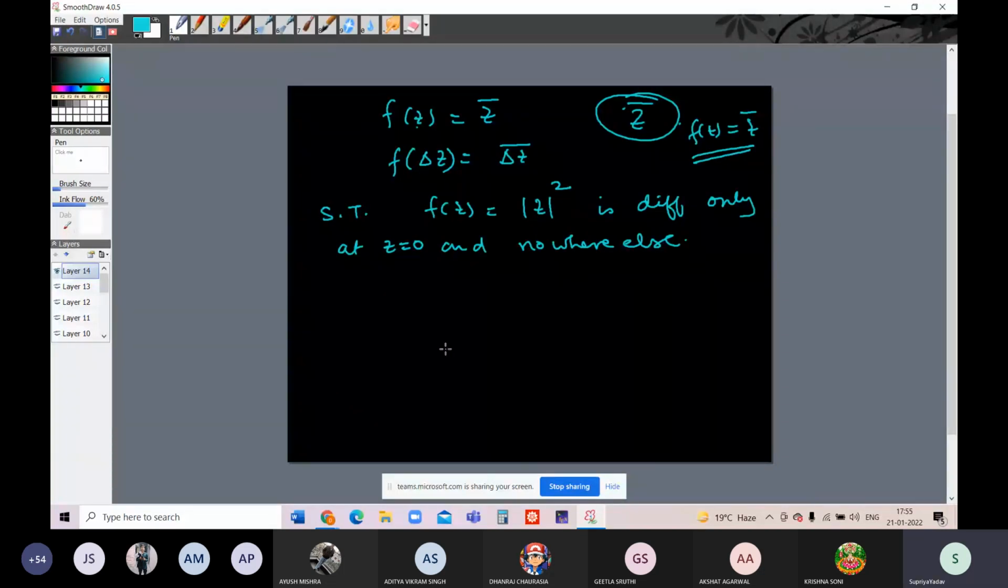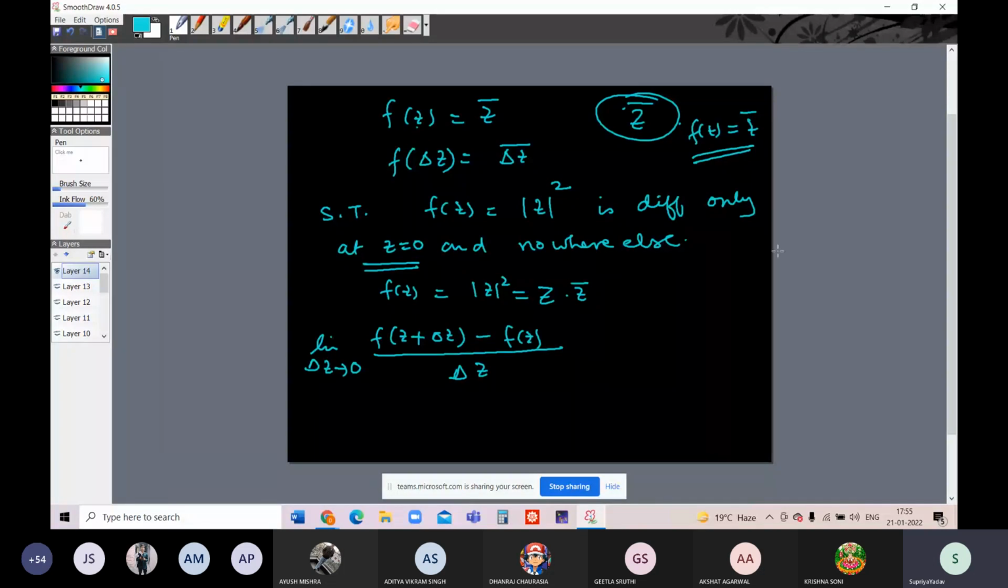So f(z) is mod of z square. This can also be written as z into z bar. So we have to show the limit as delta z tends to 0 of f(z plus delta z) minus f(z) upon delta z. If this limit exists for every z, then we will say that the function is differentiable everywhere. And if it exists only for a single point z equal to 0, then we will say that the function is differentiable only at this point z equal to 0 and nowhere else.